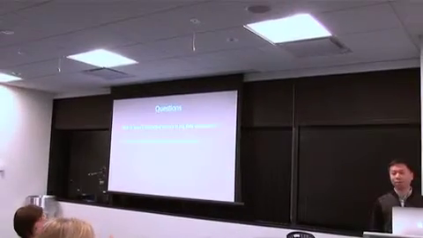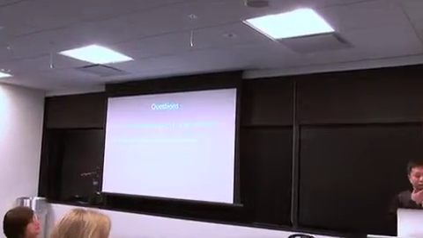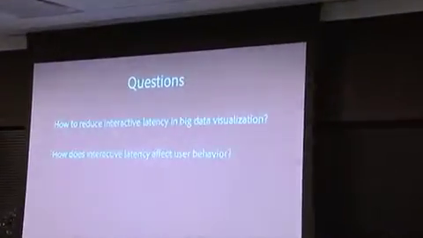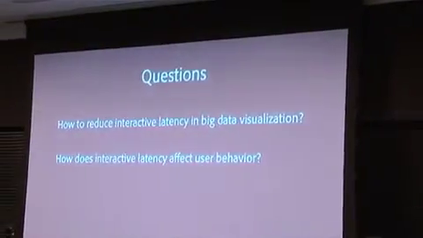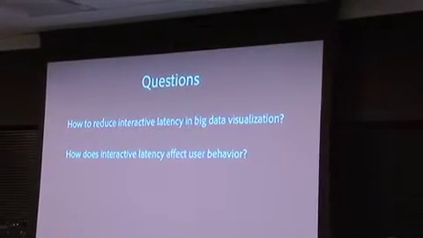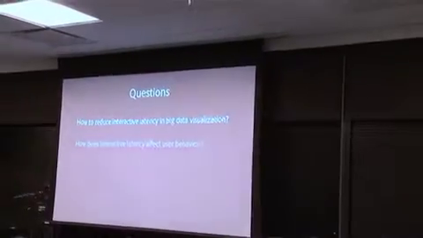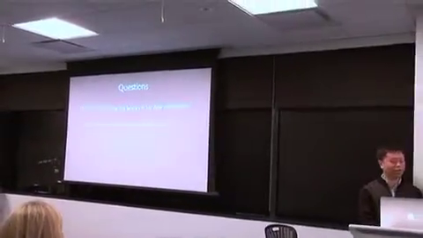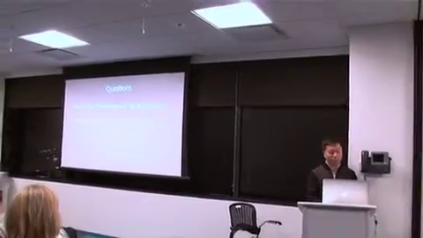So basically, that means that we have really two important questions to ask. The first one is how do we reduce interactive latency in big data visualization? And secondly, it's more a question about human behavior: how do we get a clear understanding of how interactive latency affects people's behavior in visual analysis? So I'm going to start by talking about research that addresses the first question.